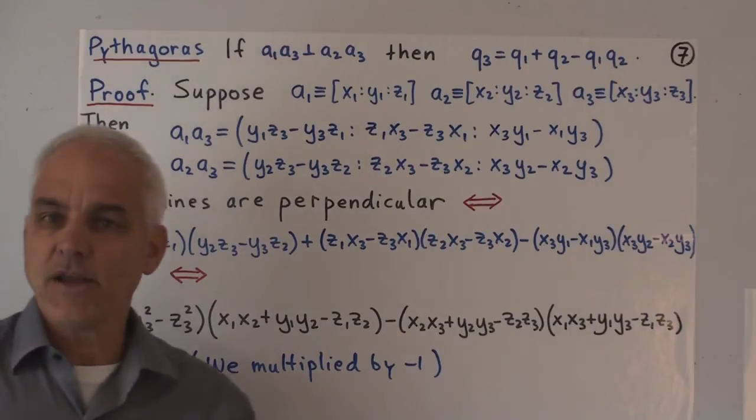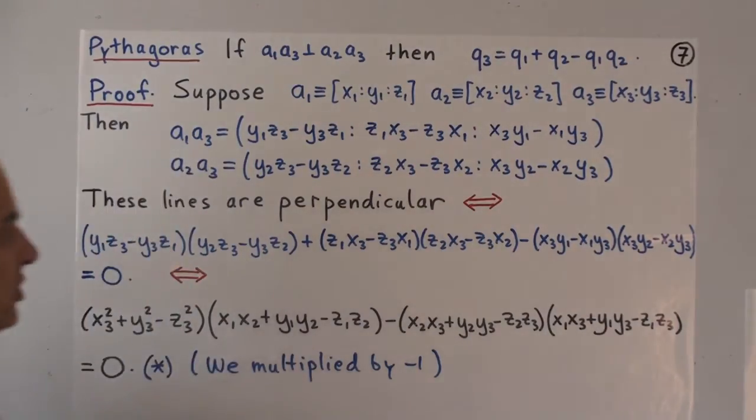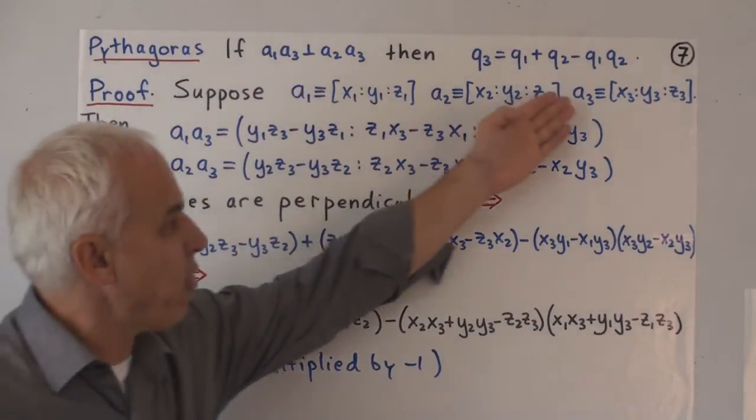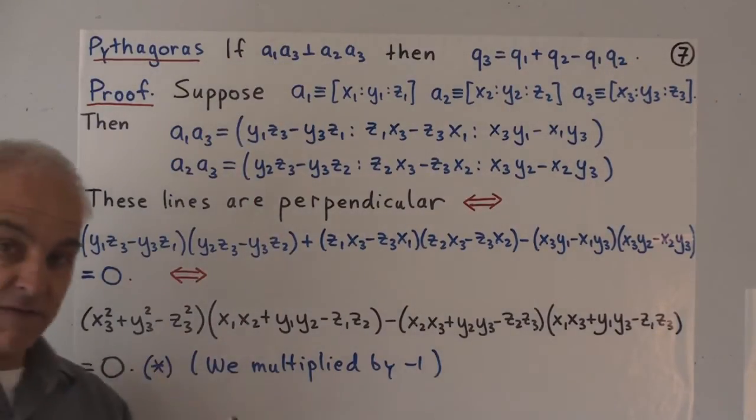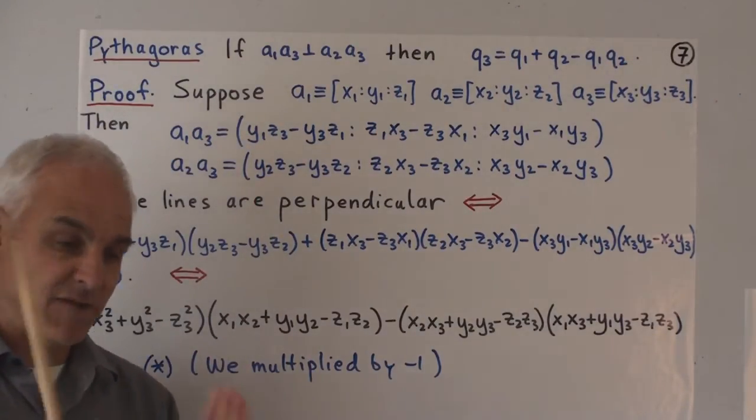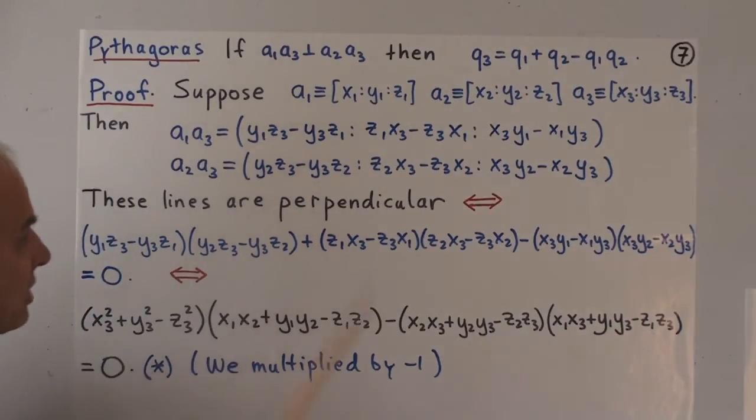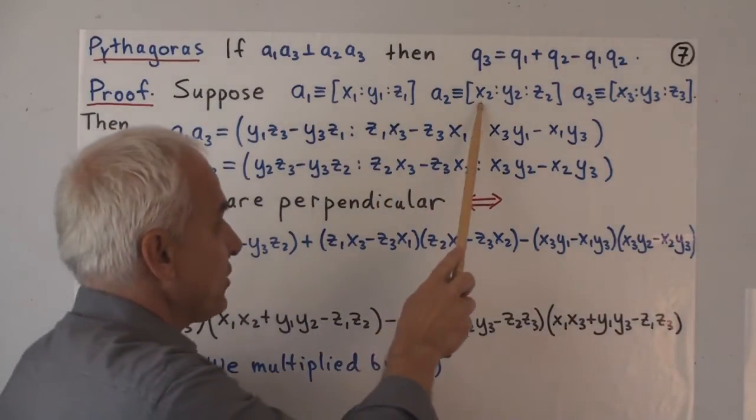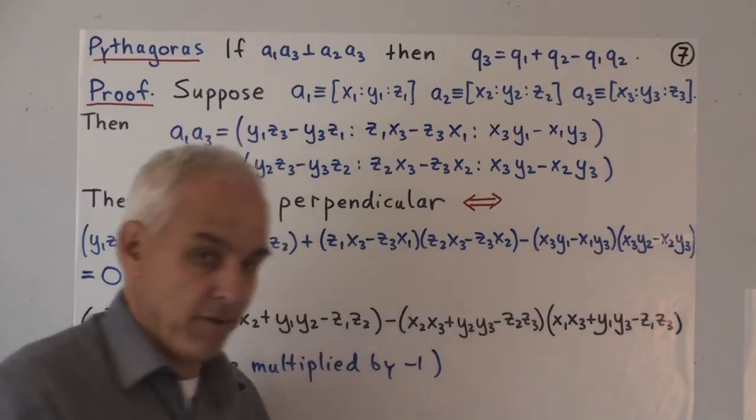Now the proof is not entirely straightforward. So what are we going to try to do? We're going to start by introducing coordinates for these 3 points that we're looking at. It's all about 3 points. So let's be specific and let those 3 points have specific coordinates so we have something to work with. So we're going to suppose that A1 is x1 : y1 : z1, A2 is x2 : y2 : z2, and A3 is x3 : y3 : z3.